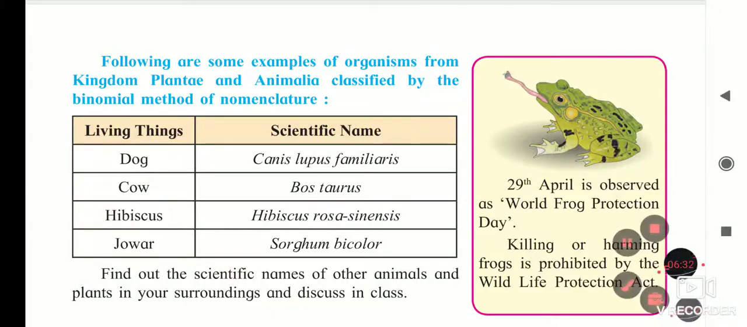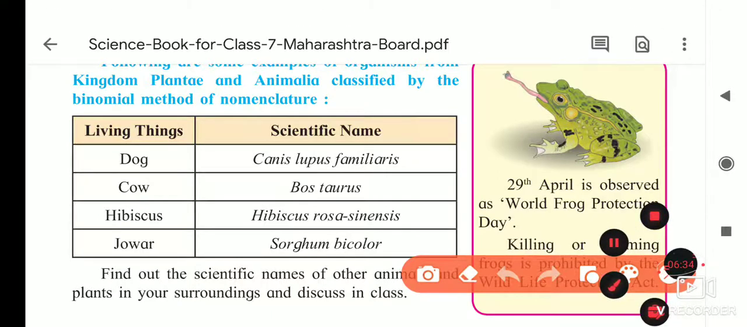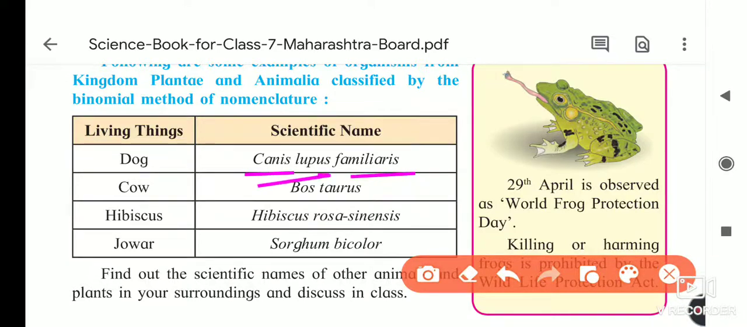Okay, now next: the following are examples of organisms of the kingdoms Plantae and Animalia classified by the binomial nomenclature method. Now see here, dog. What is the scientific name for it? Canis lupus familiaris. Canis lupus is the genus, and familiaris is the species. Cow, what is the scientific name for cow? That is Bos taurus. Bos is the genus and taurus is the species.